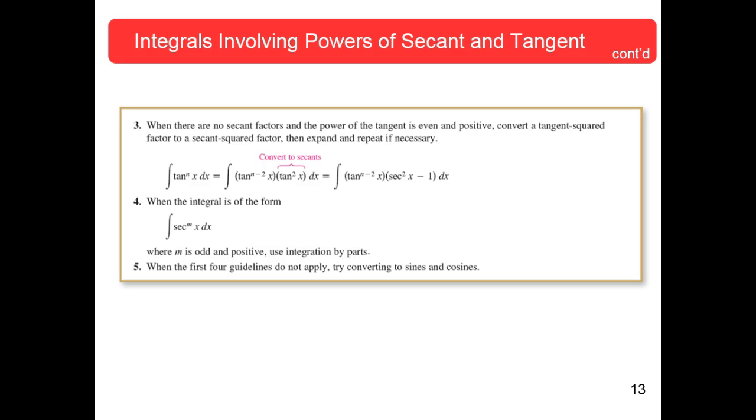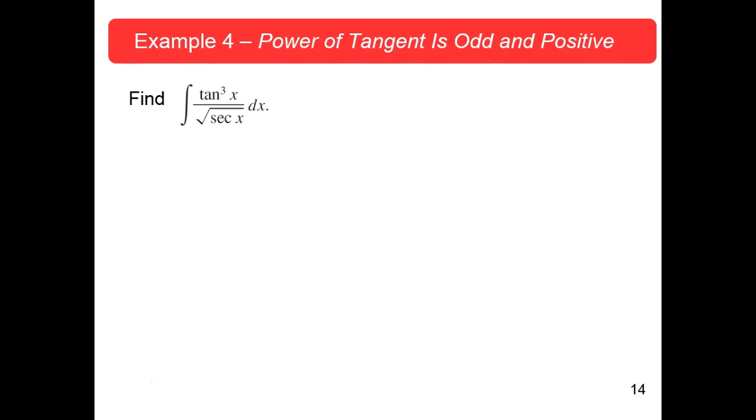And then number 5, when the first 4 guidelines do not apply, try converting everything to sines and cosines. That may not be a bad idea anyway, okay? It may help some of these others that are a little more sketchy. So we'll check and see. Okay, let's move to example 4. That's where you wanted to start, right?